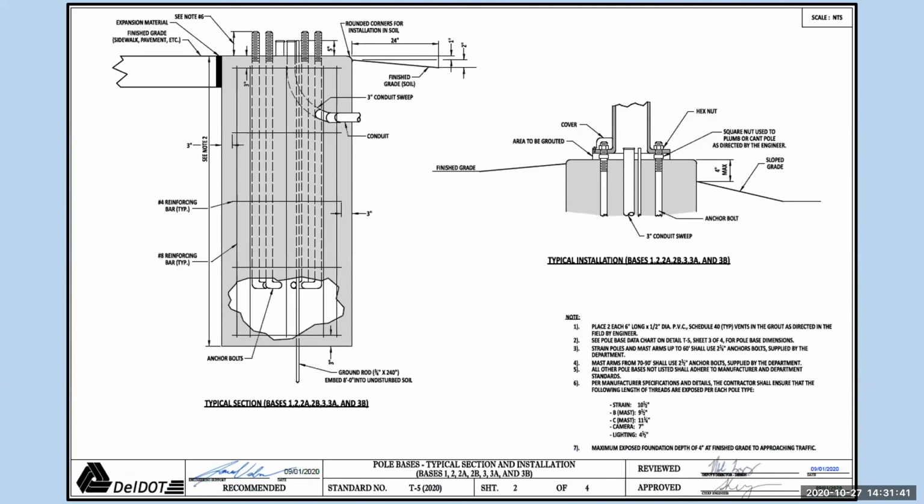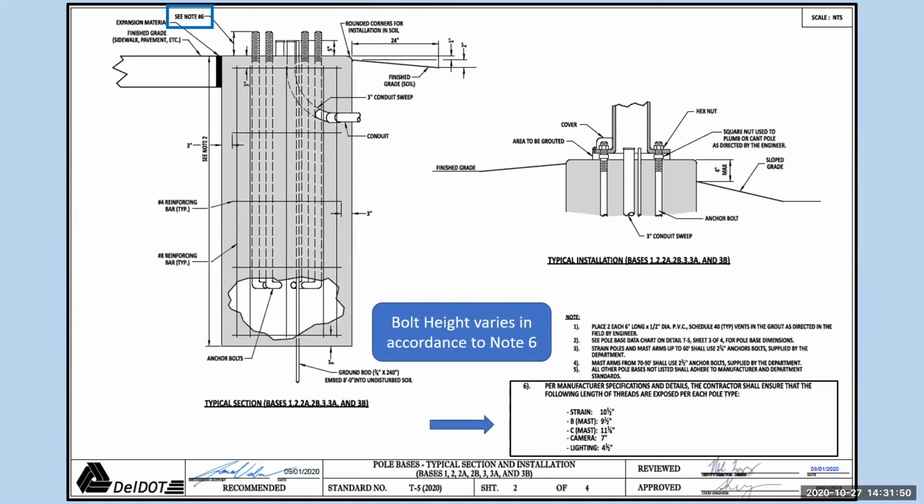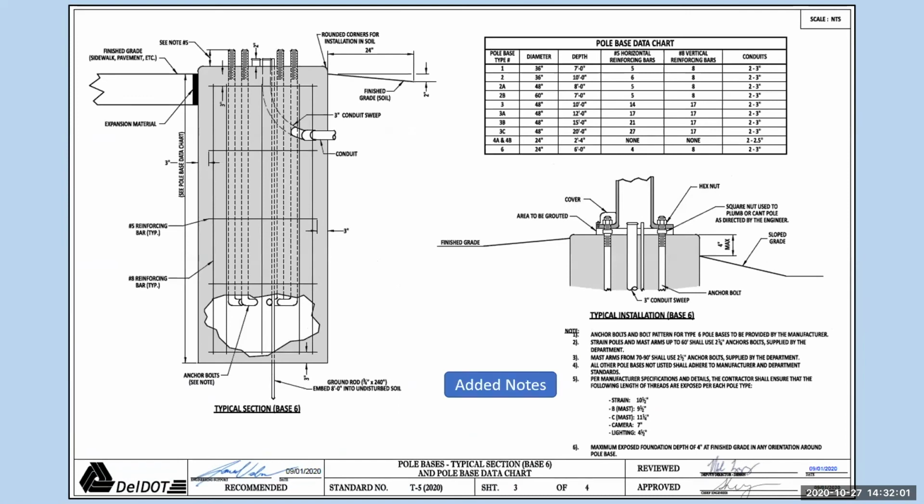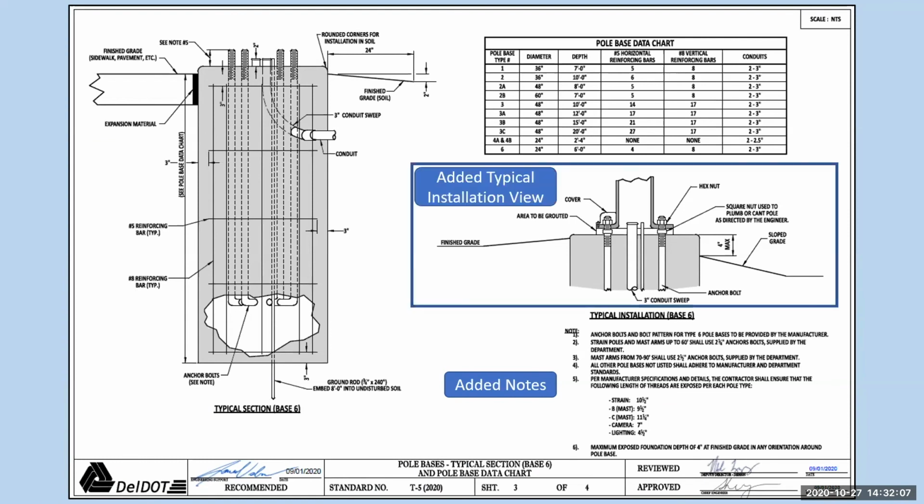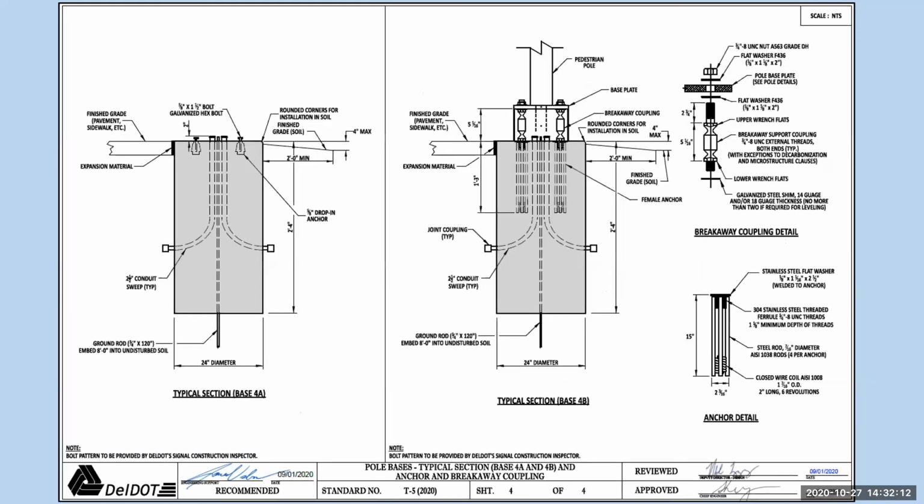Pull bases, typical section installation. So the bolt height varies in accordance with note 6, and note 6 is a new note. There it is right there. Added notes to base 6. Added typical installation view to it as well. And for base 4A and 4B, updated bolt sizes.